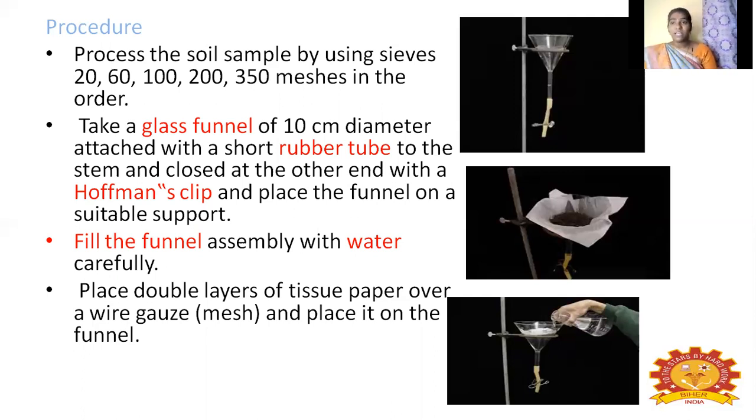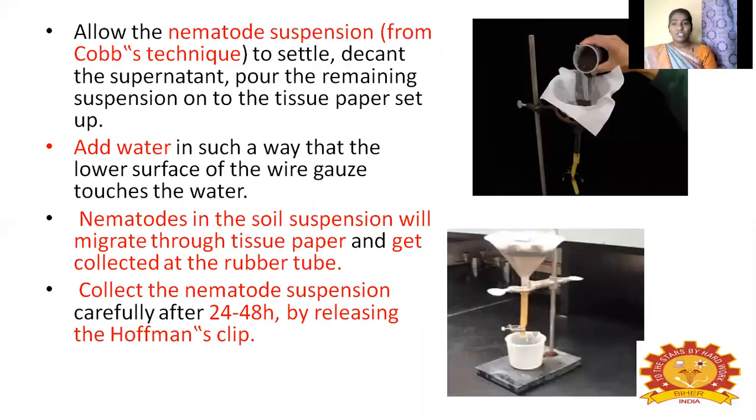So after that, allow the nematode suspension from the sieve to decant. So now we take an example. If I take the 100 residue suspension, I am passing it onto the tissue paper to settle and decant the supernatant for the remaining suspension and tissue paper to settle. Now I add all the residue, and I am adding water in such a way, why? That the lower surface of the wire gauze touches the water.